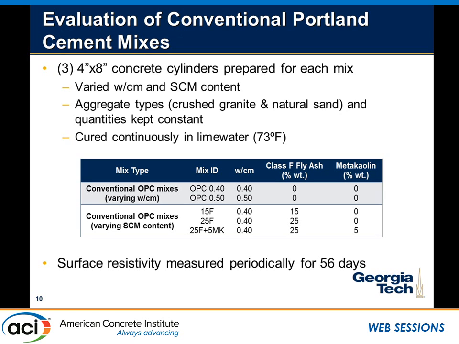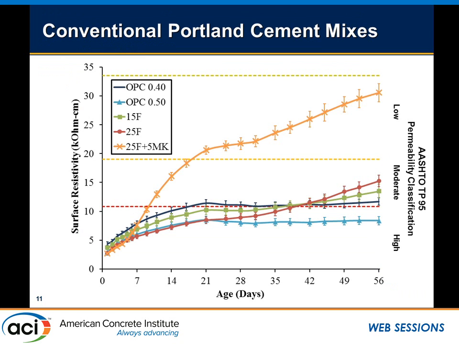So we looked at 15-25% dosages of the class F fly ash, and then we also looked at a ternary mix that had 25% fly ash and 5% metakaolin. And for these, we kept the aggregates constant, including the mix that had the 0.5 water to cement ratio, because we didn't want to have those affecting our measurements themselves. And these were also cured continuously in lime water. And we measured for 56 days.